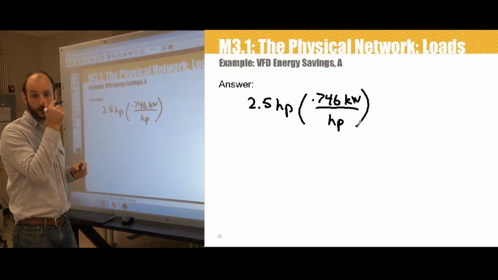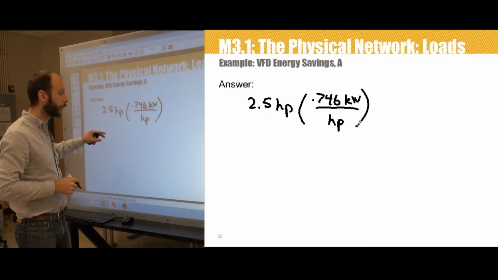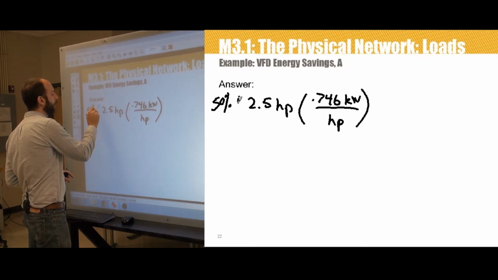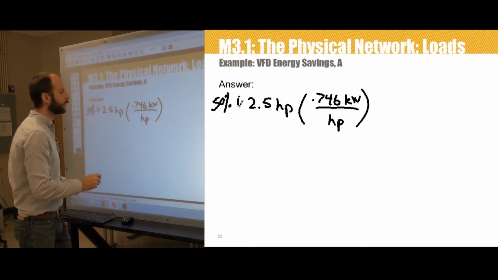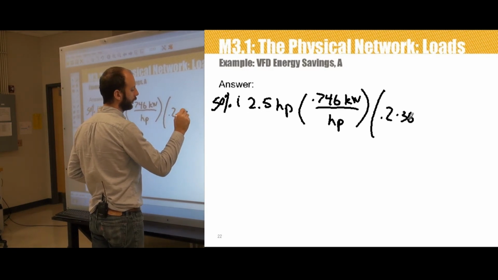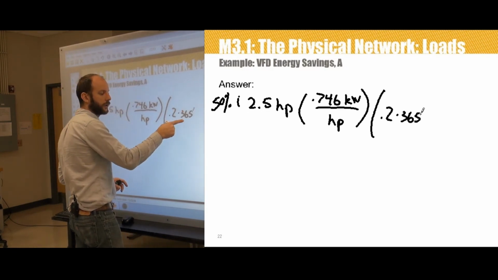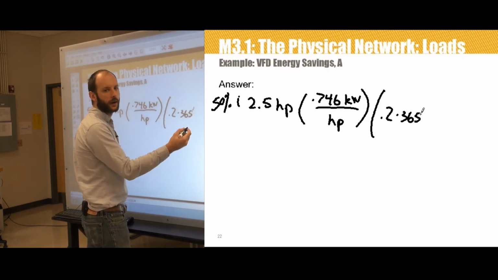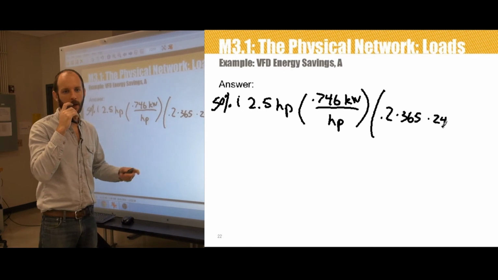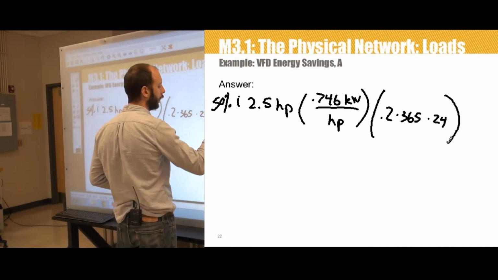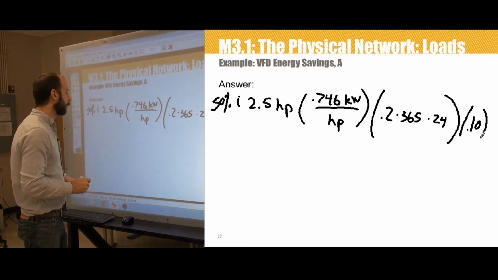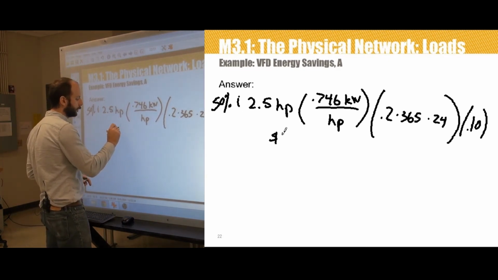Remember for the schedule, we said we're going to run it at 50% speed for 20% of the year. So what's 20% of the year? Well, that's 0.2 times 365 days. That gives me 20% of the year in days. Now I need to convert, times 24 hours, to get it into hours. And then I just multiply by 10 cents per kilowatt hour. And that comes out to $326.75.